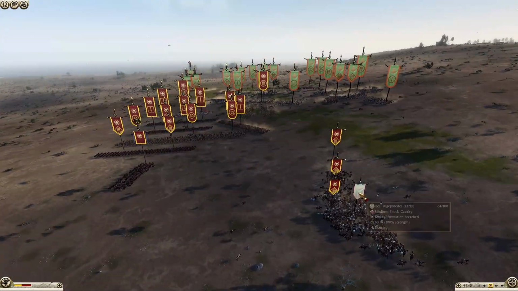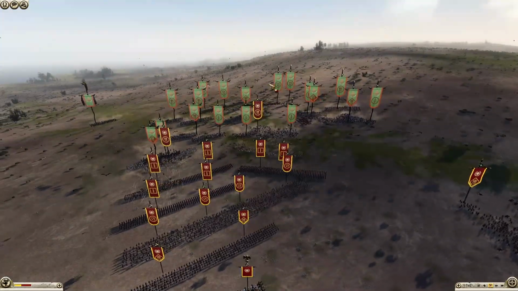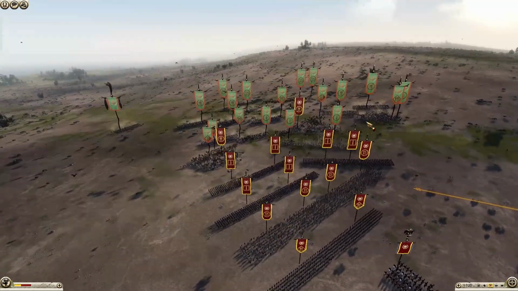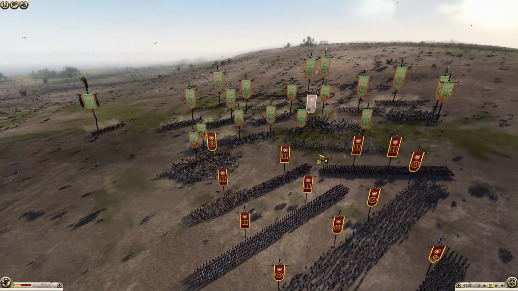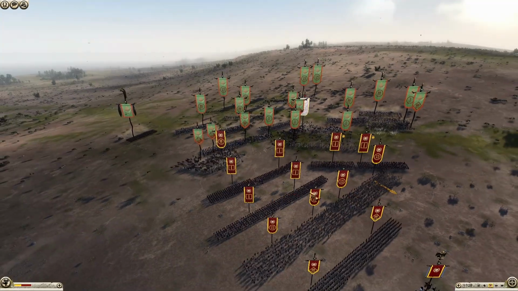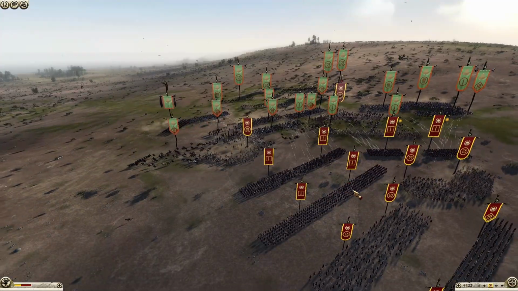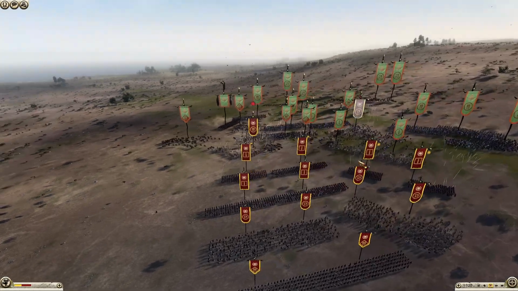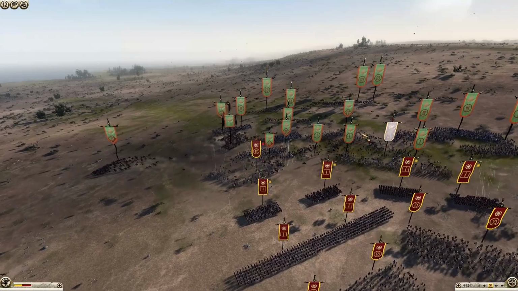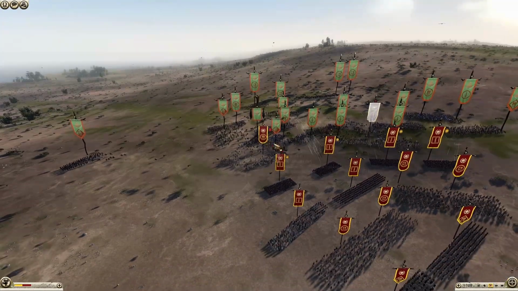Over here we already take out one of their cavalry, but they will move here and they will keep trying to flank us. We are making a defensive line over here with our Principe. The second line of Principe will be kept in reserve. We will move them out when our first line breaks, or when we need to reinforce our first line.